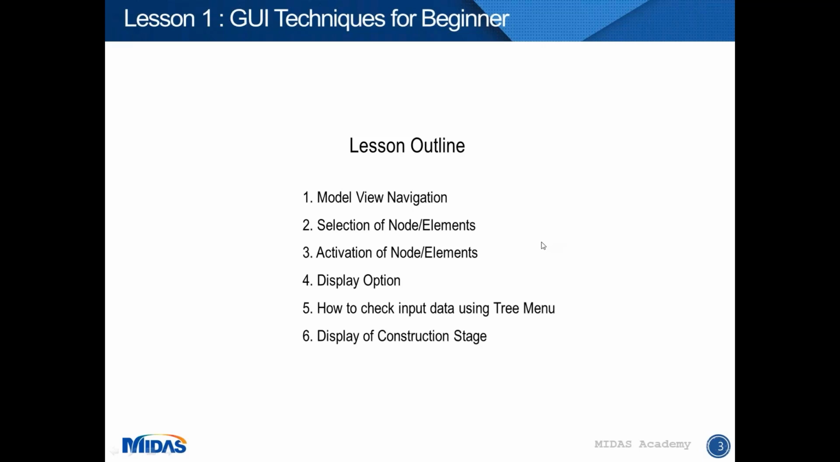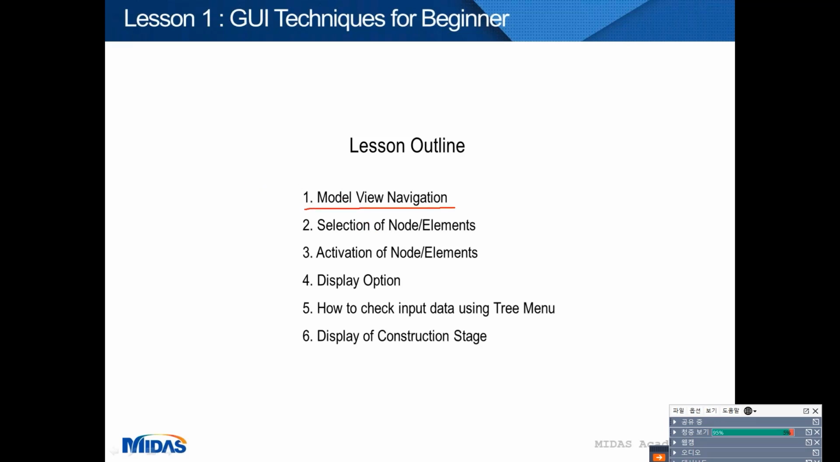Here are the contents for today's lesson. First of all, we will learn how to navigate the model using various graphic interface functions. Secondly, there are various options to select nodes and elements. There are some functions which are useful when we have a complex model. Third, we can activate or deactivate nodes and elements. We use this function when we modify the model partially and see the results for a particular member.